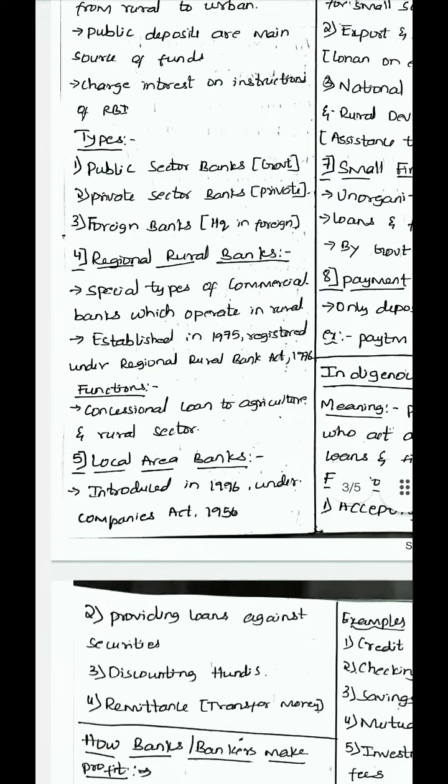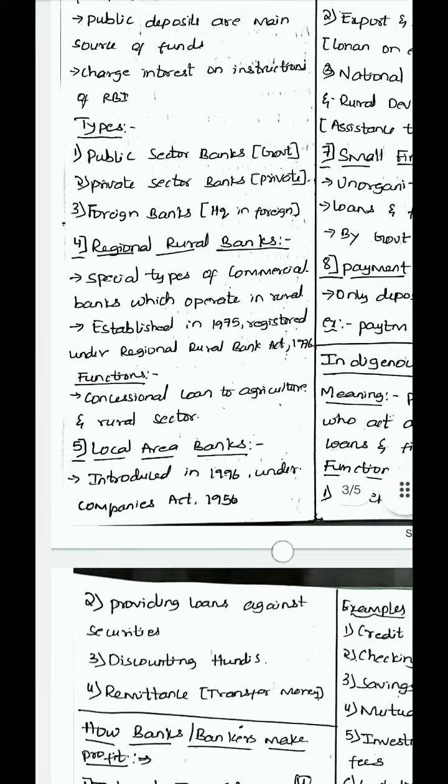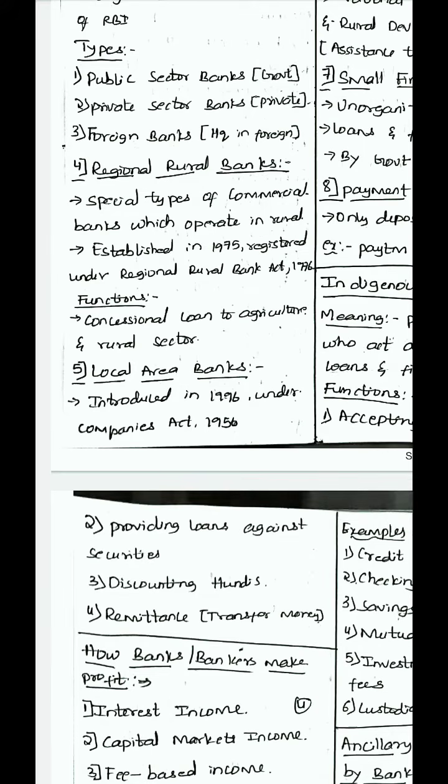The next kind of bank is regional rural banks. In this kind of bank, we have special types of commercial banks which operate in rural areas only. They don't operate in urban areas. They were established in 1975 under the Regional Rural Bank Act 1976. What are the functions of regional rural banks? They provide concessional loans to agricultural and rural sectors.